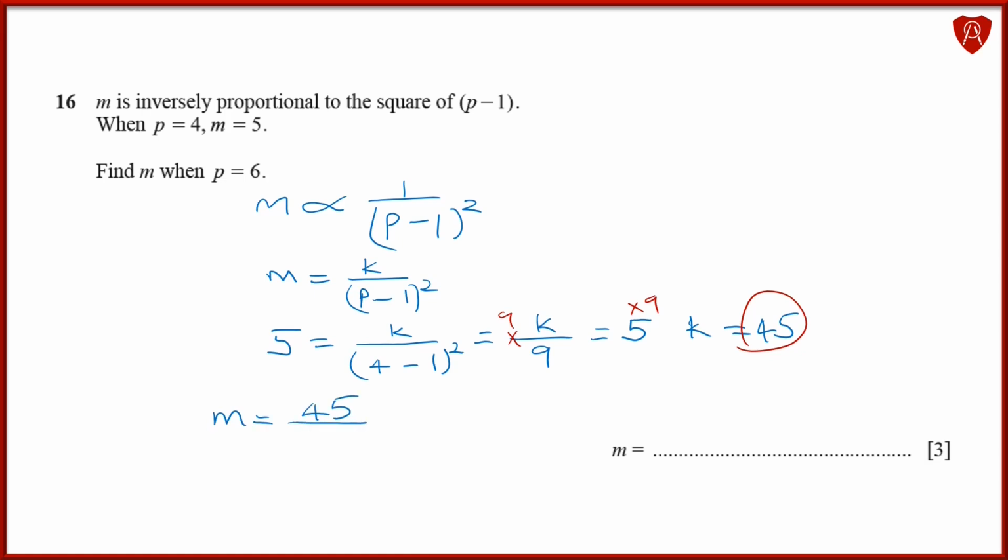Find m when p is 6. We replace k with 45 and we replace p with 6 minus 1 squared, which tells us that m is equal to 45 over 5 squared, which can be simplified as 9 over 5 or 1.8.